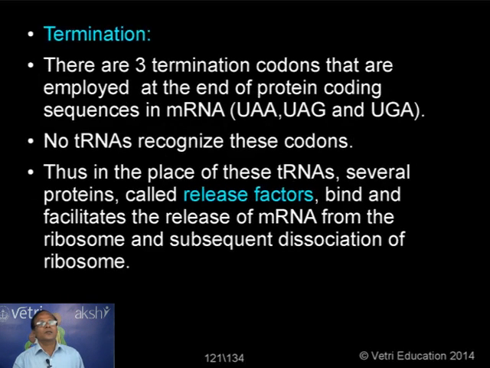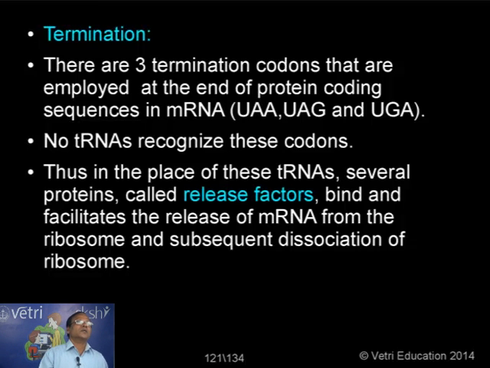Now termination. You know that in the mRNA, three termination codons are employed. They are found at the end of the protein coding sequence of the mRNA, and they are UAA, UAG and UGA. So termination is normally brought about by three termination codons found at the end of the protein coding sequence in the mRNA. It may be UAA or UAG or UGA. These are all called termination codons.